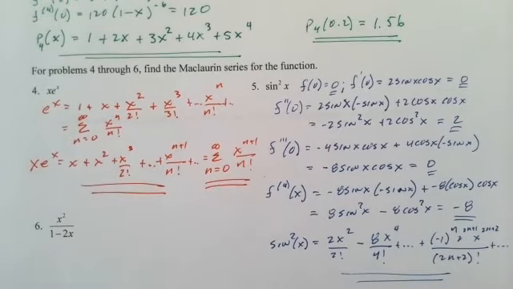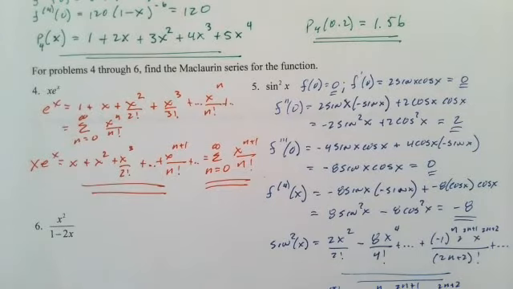Equals the sum from n equals 0 to infinity of negative 1 to the n, 2 to the 2n plus 1, x to the 2n plus 2, over 2n plus 2 factorial. Alrighty.